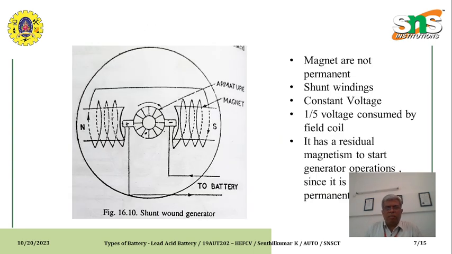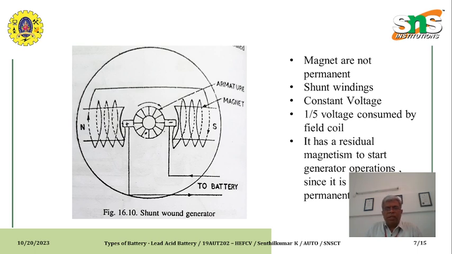And coming to this shunt wound generator, here two magnets are used. Both are fixed in position in the cylindrical part. Here there is a winding called the shunt winding. The armature is allowed to rotate between the magnets. Once the engine has started, it rotates, through which the magnetic field between the north and south pole is cut, and then electricity is produced and allowed to go to the battery for charging.